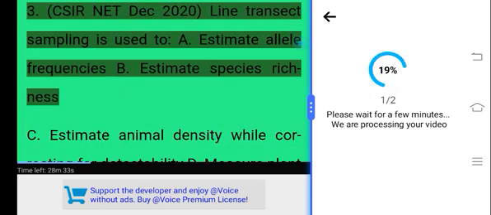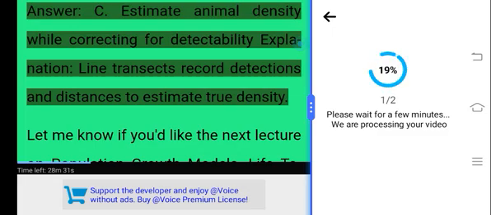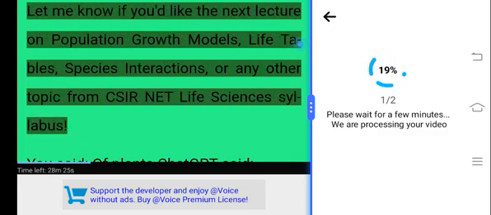3. CSIR NET Dec 2020: Line transect sampling is used to estimate... B. Estimate species richness. C. Estimate animal density while correcting for detectability. D. Measure plant growth. Answer: C. Estimate animal density while correcting for detectability. Explanation: Line transects record detections and distances to estimate true density.